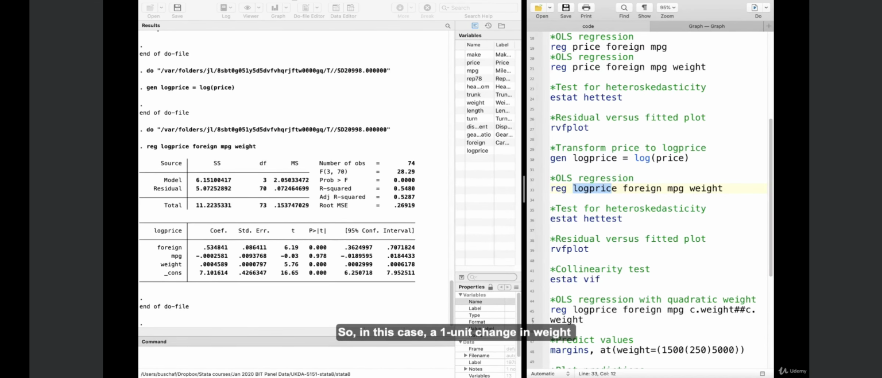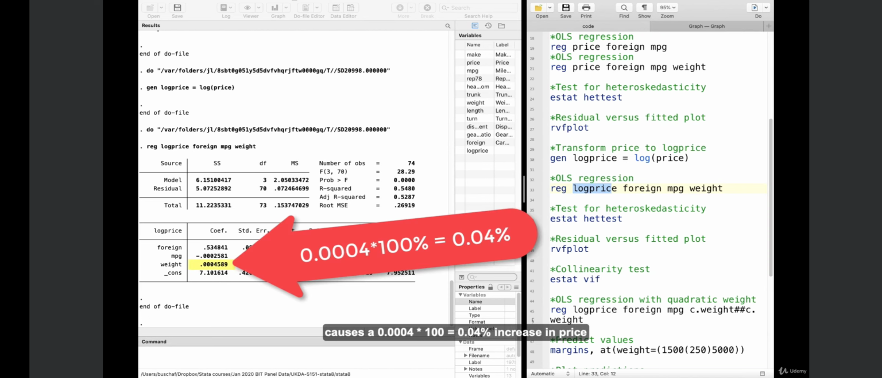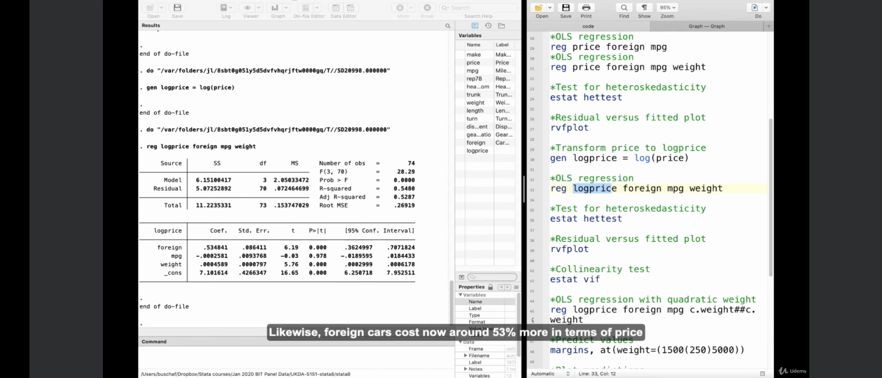So in this case, a 1 unit change in weight causes a 0.0004 times 100 equals 0.04% increase in price. Likewise, foreign cars now cost around 53% more in terms of price.